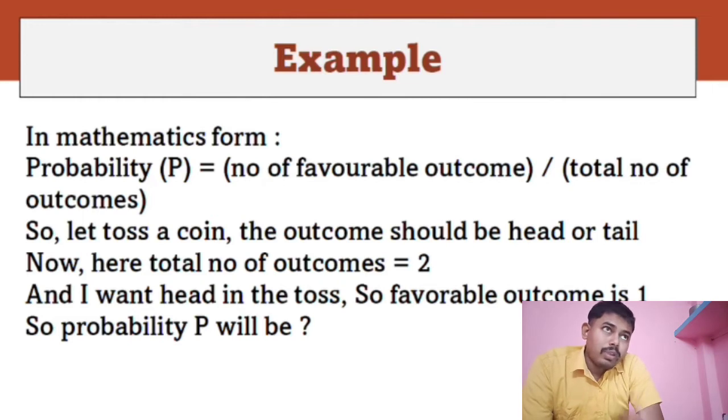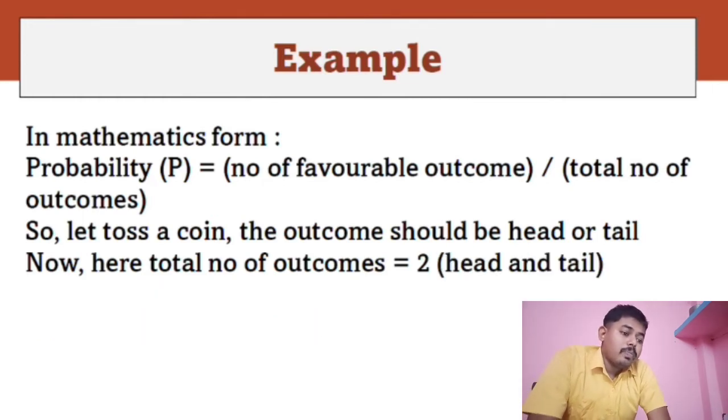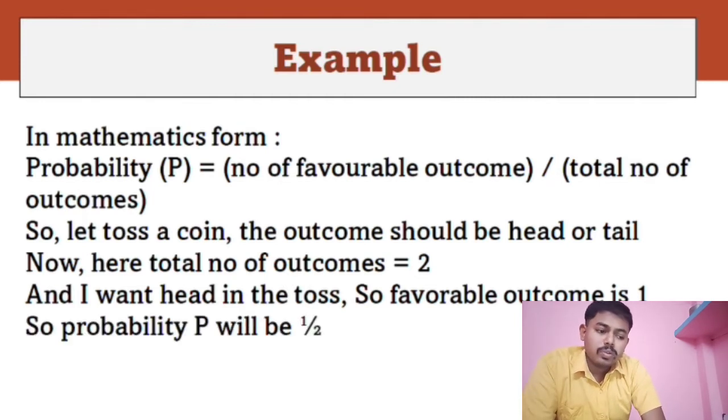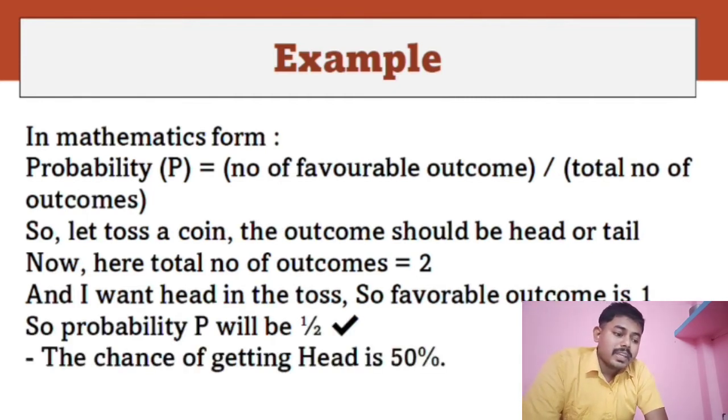So the probability will be, as I told you earlier, P equals the number of favorable outcomes divided by the total number of outcomes. So the probability will be half, 1 by 2, right? The chance of getting head is 50%.